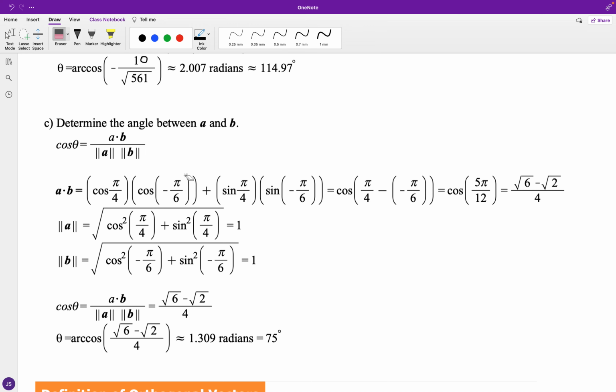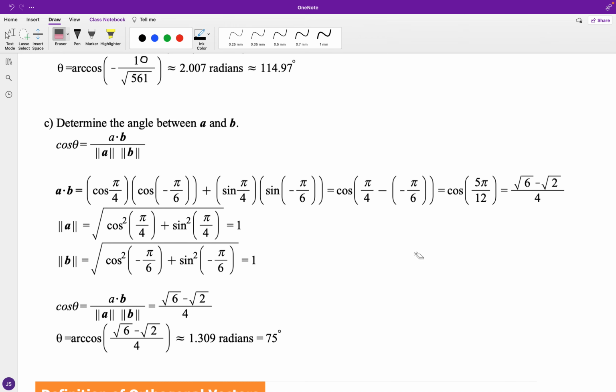But if I were to fill in the values, cosine of pi over 4 is the square root of 2 over 2, cosine of -pi over 6 would be the square root of 3 over 2, and here we have sine of pi over 4 as the square root of 2 over 2, and sine of -pi over 6 would be -1/2. And so the dot product would come out to this difference for what we have in exact terms.